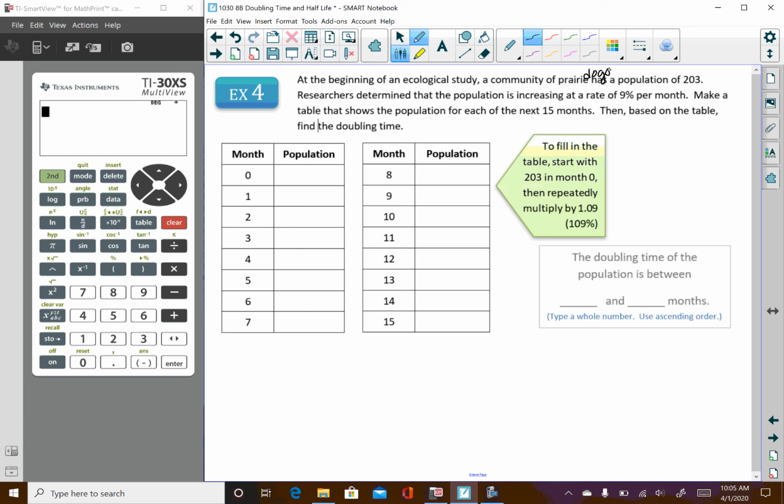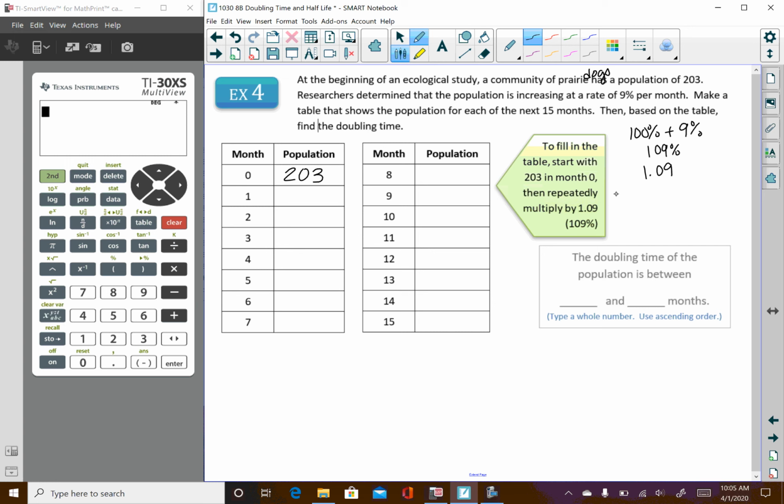So to start out, month 0, our initial population is 203. So put whatever your initial population is in that first box. And then our growth rate is 9%. So that means each month we have still 100% of our prairie dogs. I guess we're kind of assuming that none of the prairie dogs die, but then plus an additional 9% being added to our population. So that's 109%, which in decimal form is 1.09, and we're going to multiply by that over and over again.